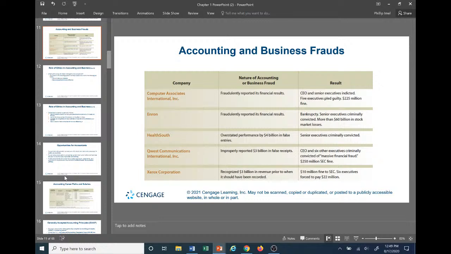Enron, this one you're going to hear a lot about in accounting and auditing, if you decide to stay in the accounting field and not go towards management or other areas. Enron is what eventually brought about the Sarbanes-Oxley Act of 2002. The nature of their fraud was the same thing: fraudulently reported financial results. The end result, the company went bankrupt, the senior executives were criminally convicted, and more than $60 billion in stock market losses was realized by individuals that invested in the company.